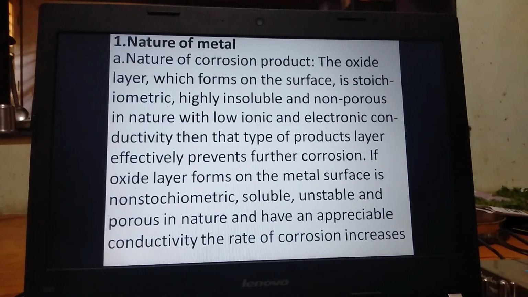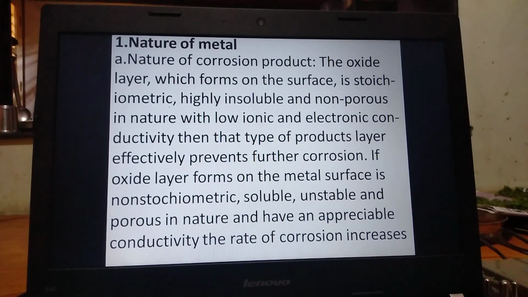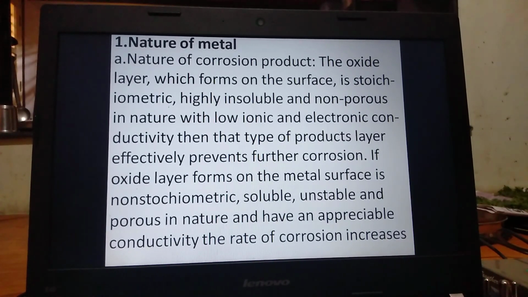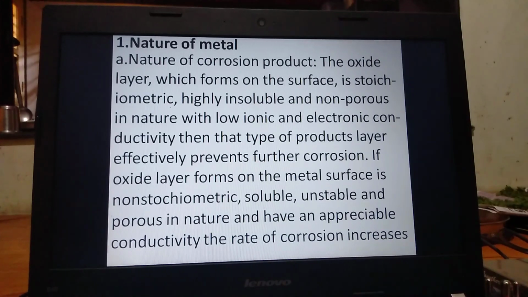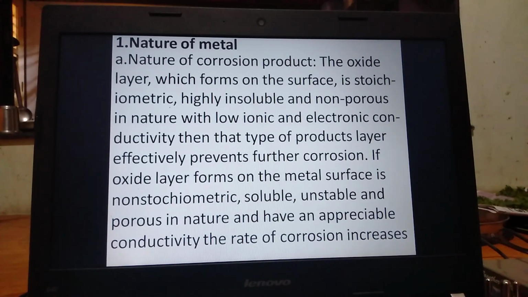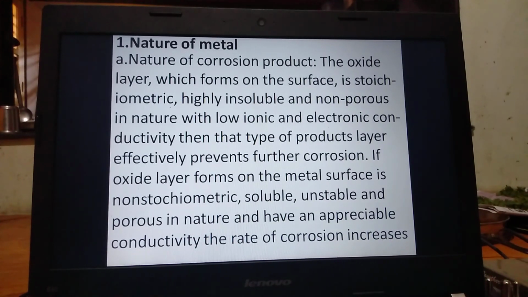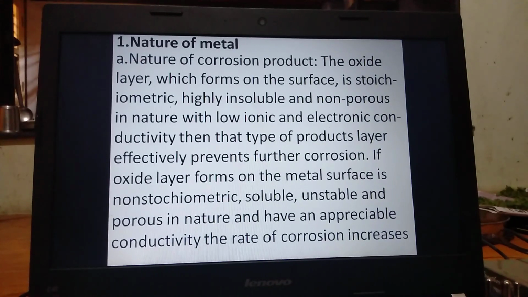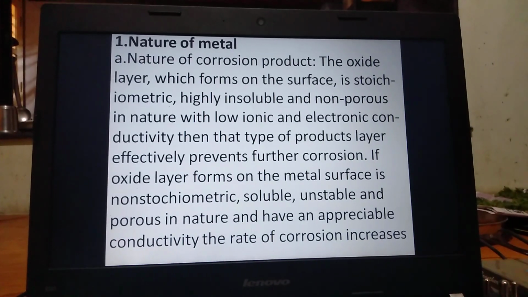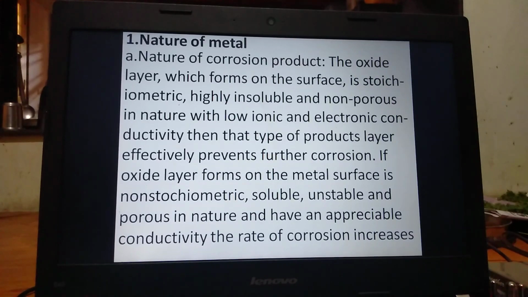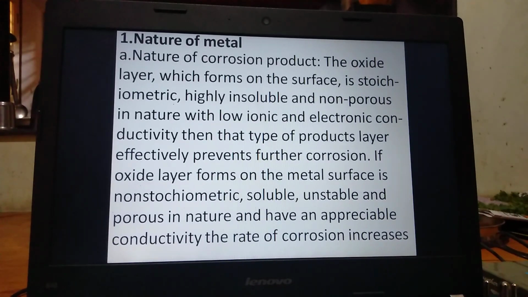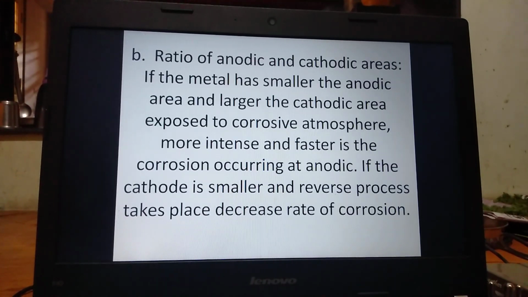On the other hand, non-stoichiometric oxides have appreciable conductivity and form a thick porous layer, for example on iron and zinc. These oxide layers cannot control corrosion on the metal surface, as access to the corrosive environment cannot be completely prevented by the porous layer.